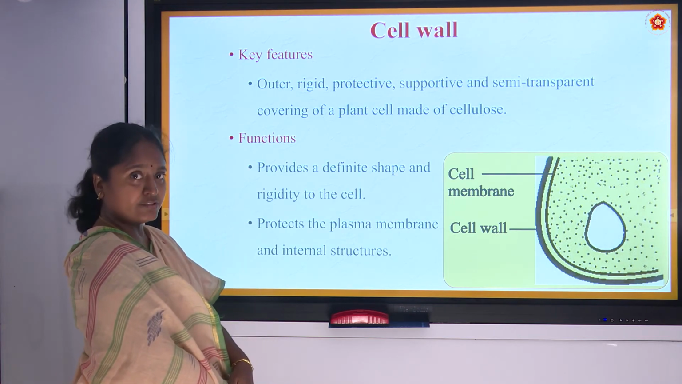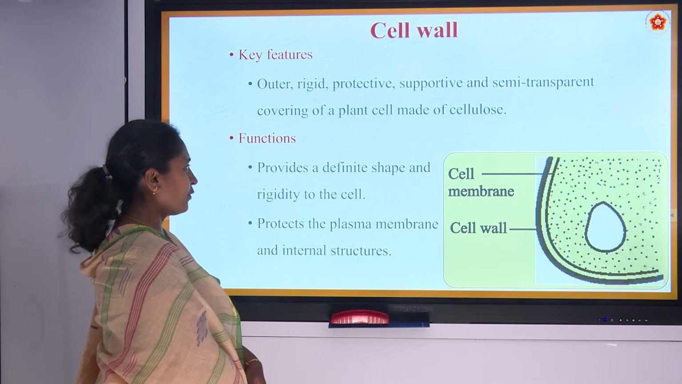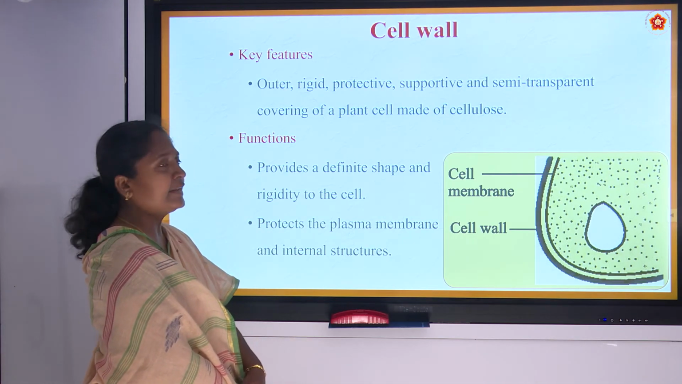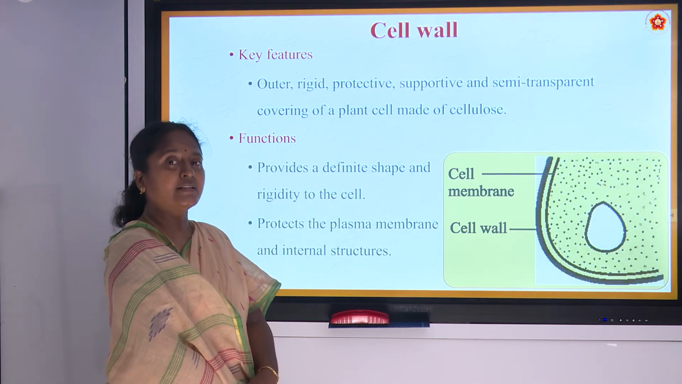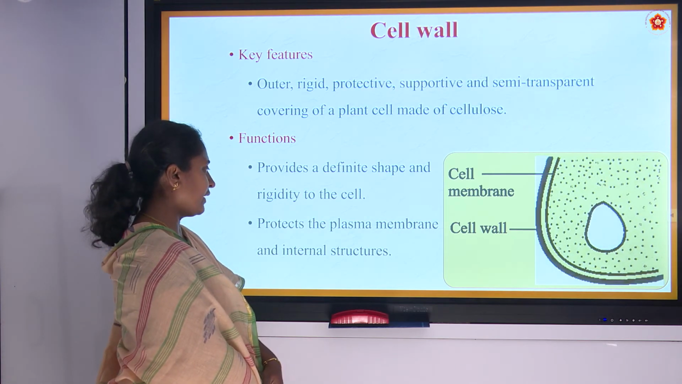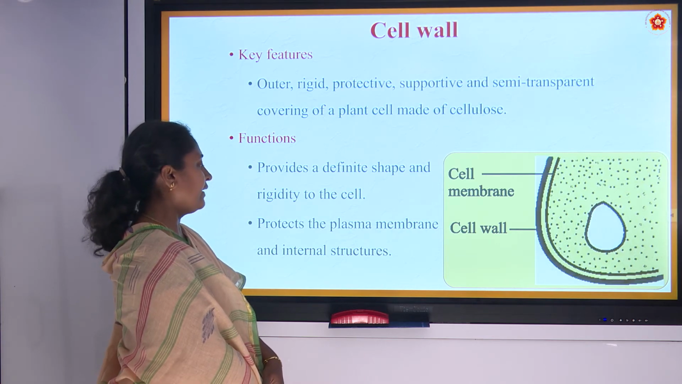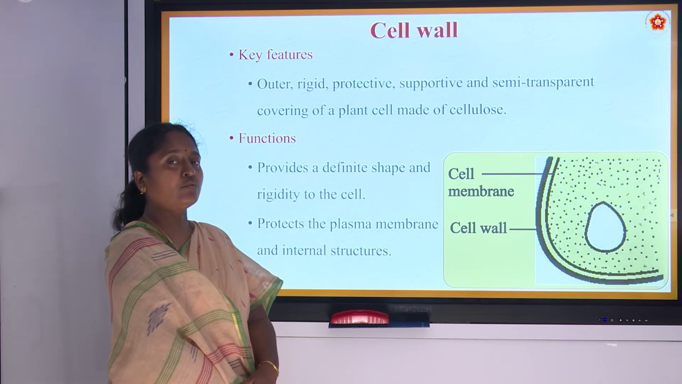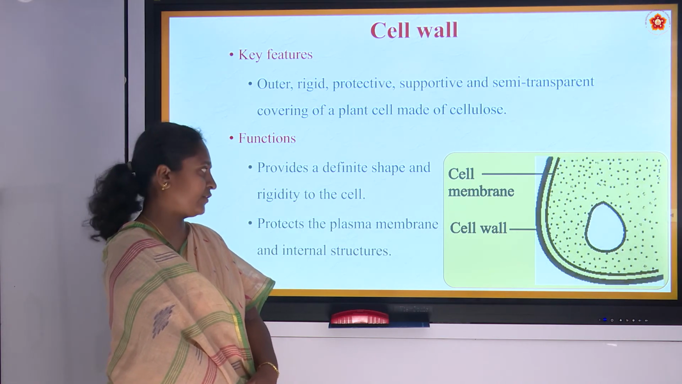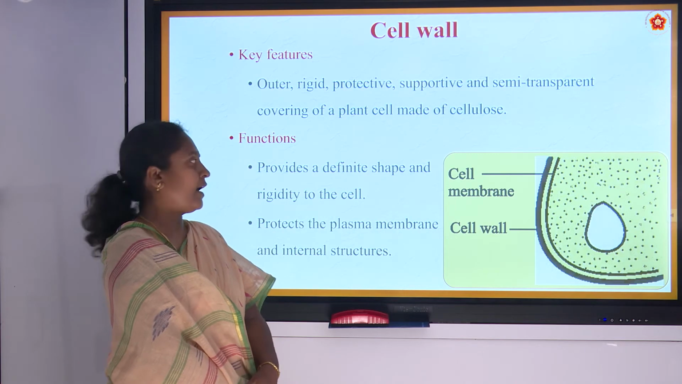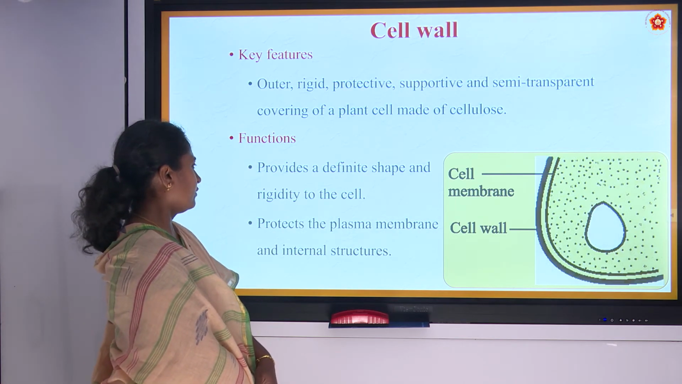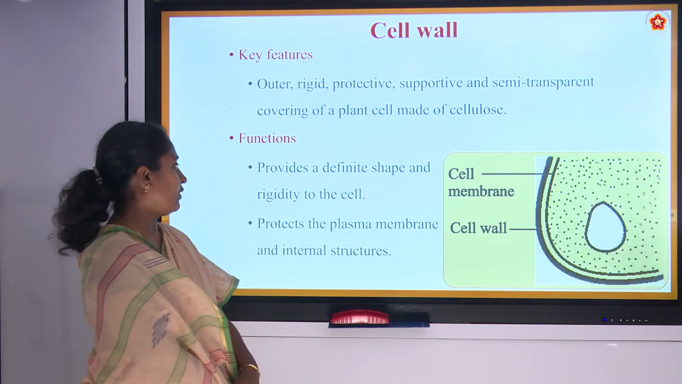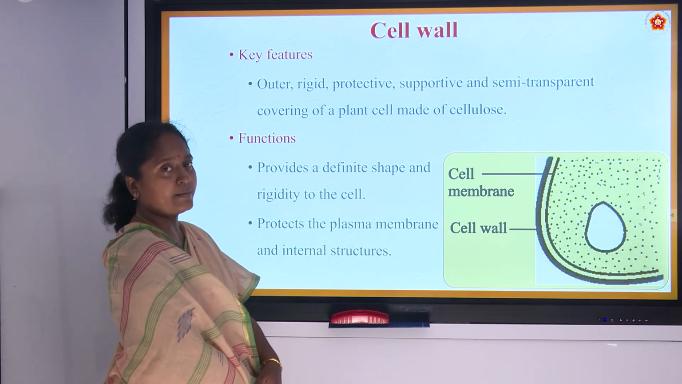Now we will see the function of the cell wall. It provides a definite shape to the cell and also because of that it gives some rigidity and strength to the cell. It protects the plasma membrane and the internal structures of the cell. So it has certain functions. It is in protection and also giving shape and rigidity to the cell. So remember the term rigidity, okay, that is also maybe new. So you have to remember the spelling and remember that, okay.